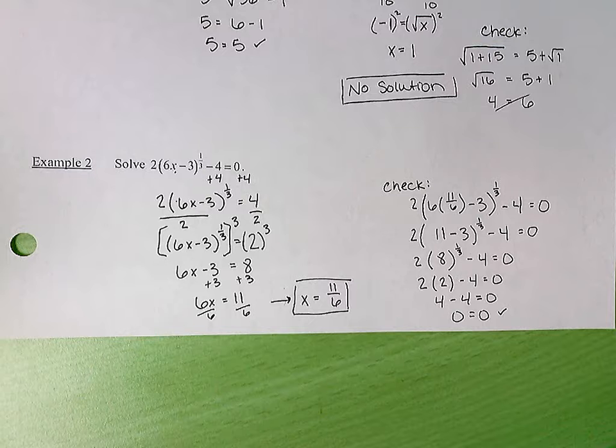So again, make sure you're isolating that radical part or whatever your rational exponent is attached to. Okay? So you want to isolate that first so that you can raise it to a power to get rid of it.